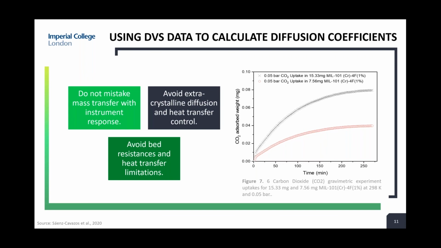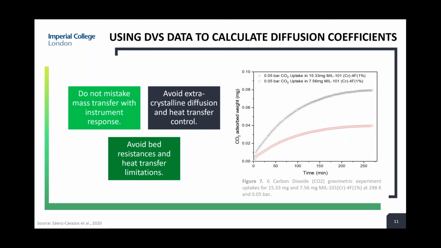So we had to do like 3 checks. First, we had to verify that the uptake experiments were slow enough so as to not mistake mass transfer with instrument response time. So here, figure 7 shows the gravimetric measurements of 5% CO2 in the fluorinated MIL-101 for different sample masses. The curves have a time scale in the order of 250 minutes, and according to the manufacturer, so in this case Surface Measurement Systems, the response time of the instrument is less than a minute.